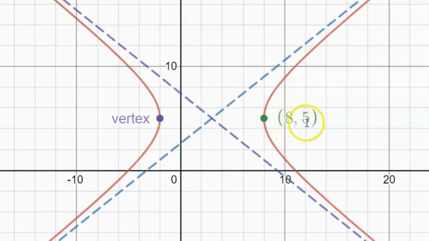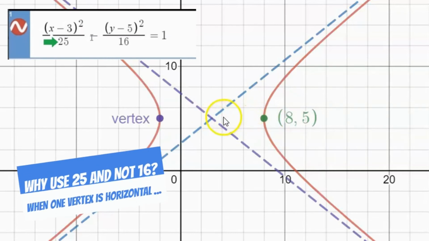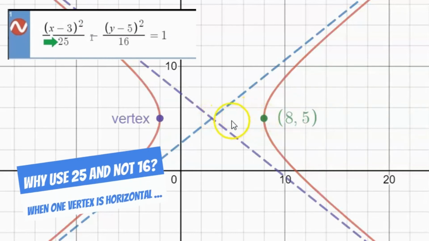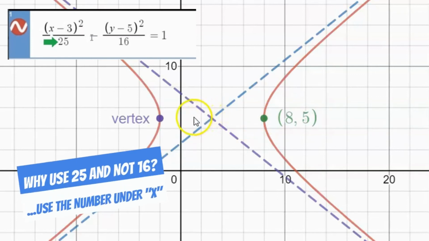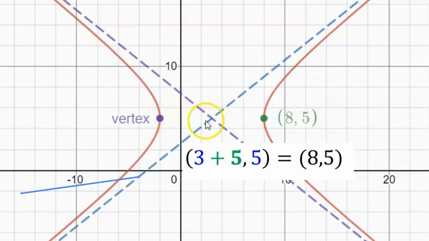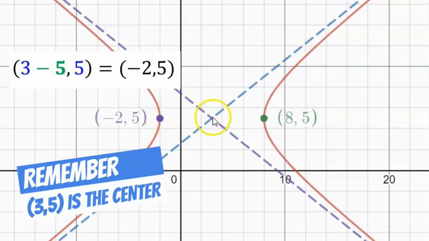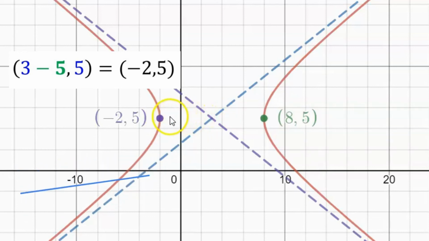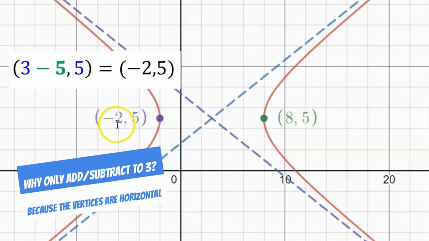And that's exactly 5 units away from the center. So we'd have to count 5 away from the center to get that point. If we counted also 5 units back the other way, that would get us to the next vertex. And that's at the coordinate -2, 5. So 5 units away. So if we counted 5 units from 3, in other words, 3 minus 5, we'd end up at -2.